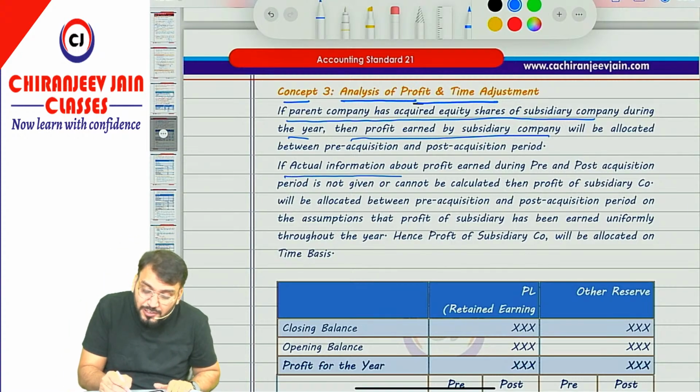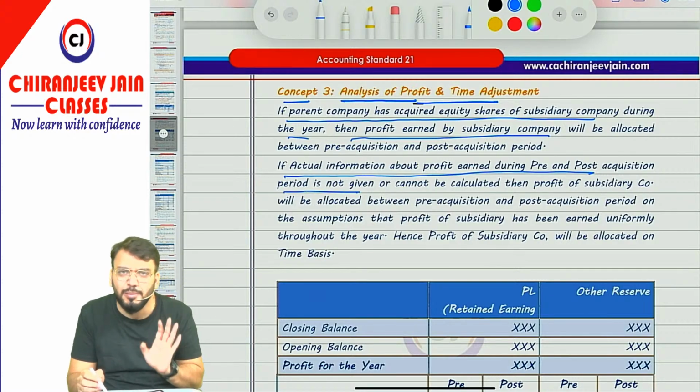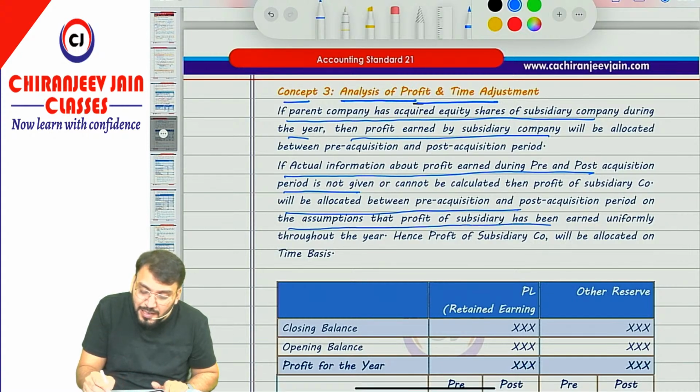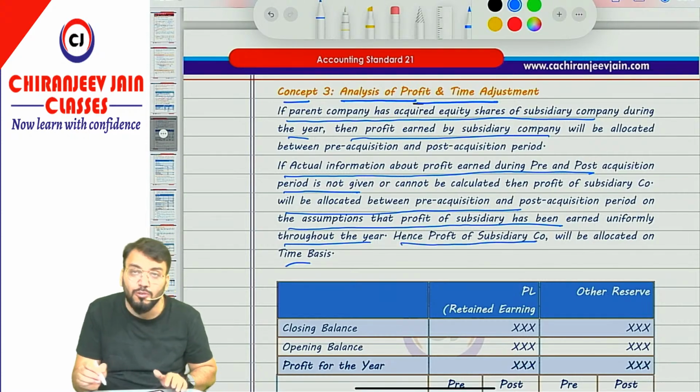If actual information about profit earned during the pre and post acquisition period is not given, and normally it will not be given and it cannot be calculated, then it will be allocated between pre and post on the assumption that the profit of the subsidiary company has been earned uniformly throughout the year. Hence, the profit of the subsidiary company will be allocated on a time basis.